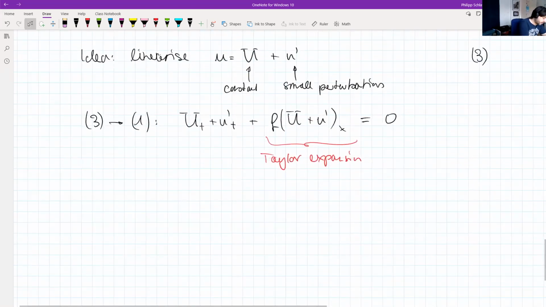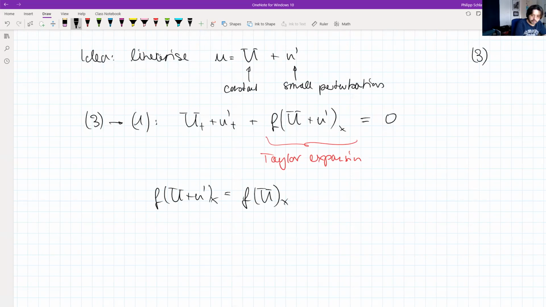So I can write that f of U plus u prime, derived with respect to x, is actually f of capital U derived with respect to x, plus f prime of capital U times u prime_x, plus stuff that is of order u prime squared. Of course, the square should be inside the bracket. So like this.